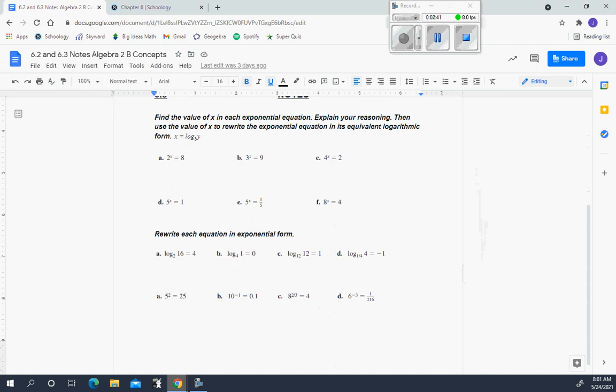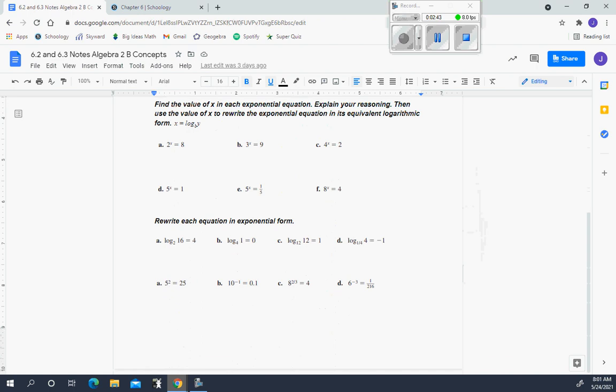Okay, down here. We want to find the value of x in each exponential equation, explain our reasoning, then use the value of x to rewrite the exponential equation in its equivalent logarithmic form. X equals log base b y. So first thing we want to do is find x. 2 to the x equals 8. So 2 to the what power equals 8? Well, I know that 2 to the 3rd power equals 8.